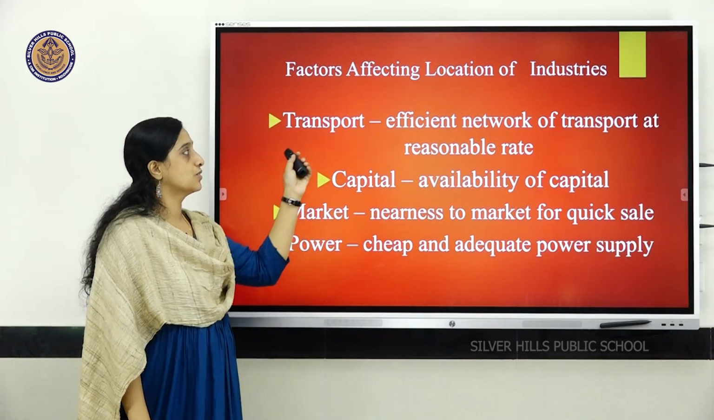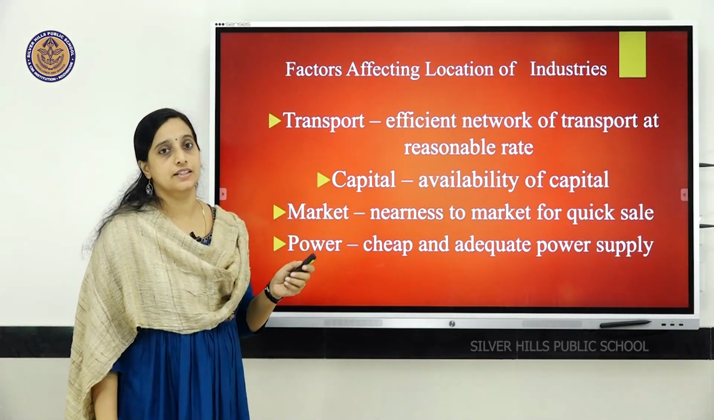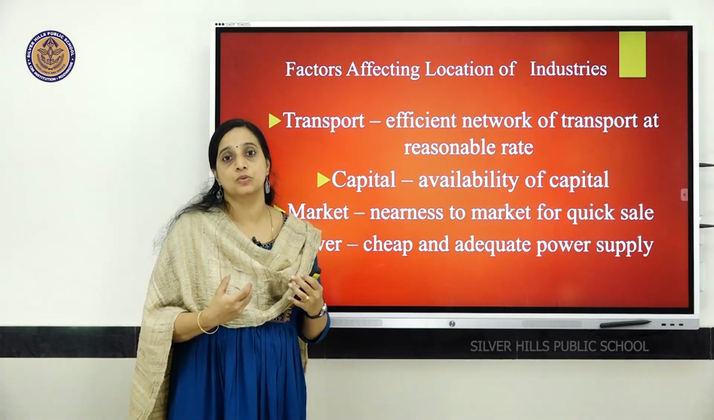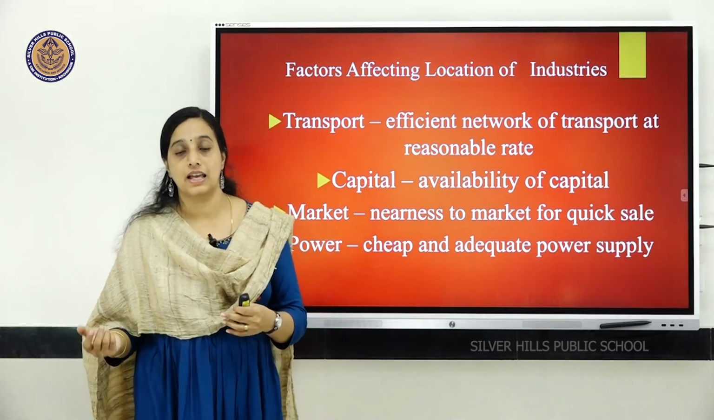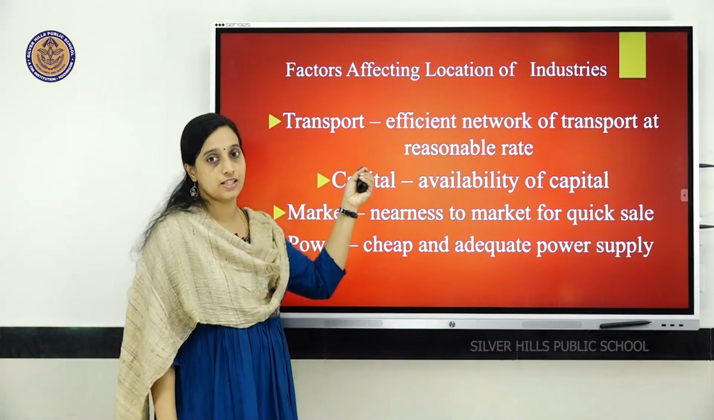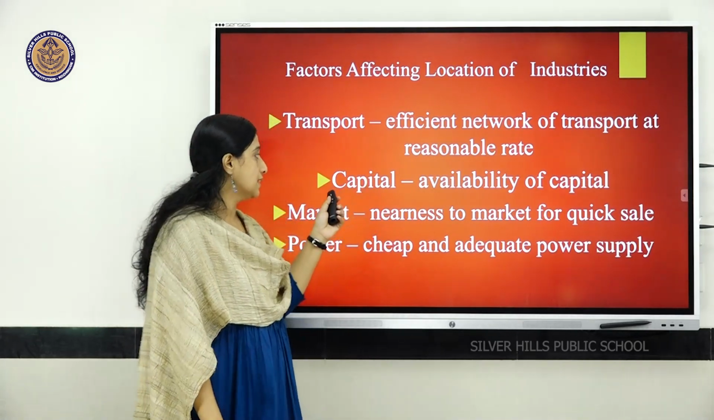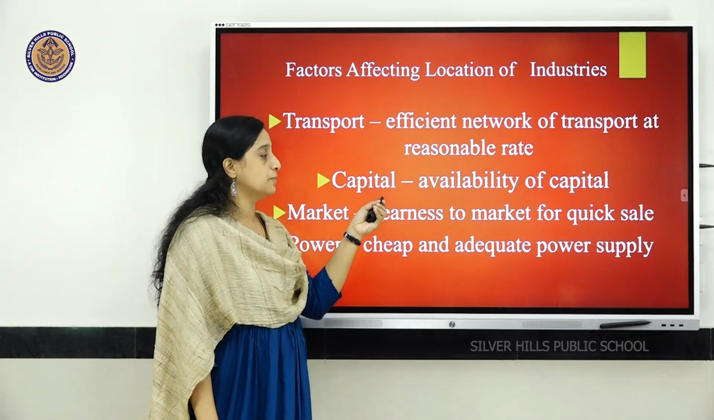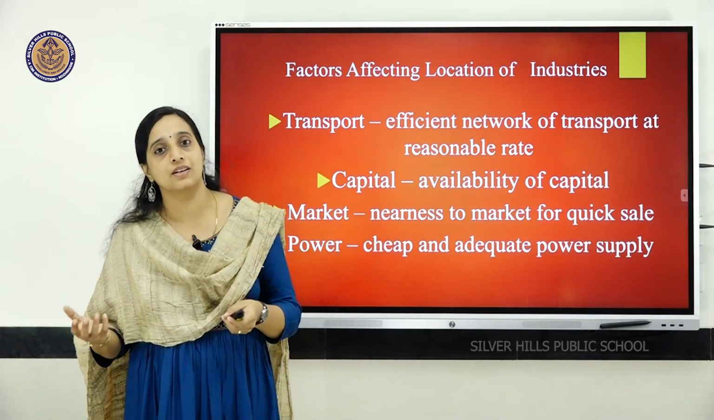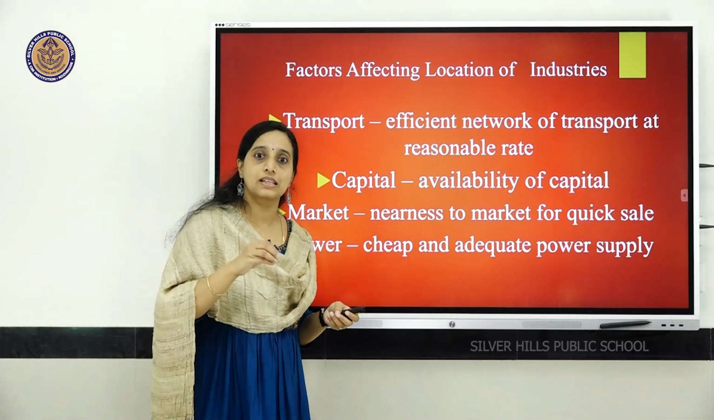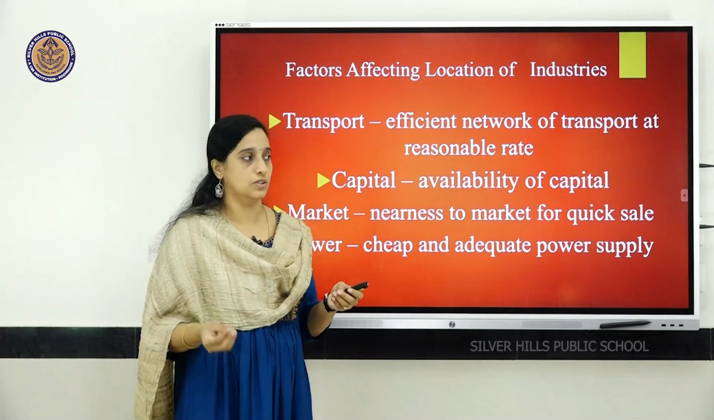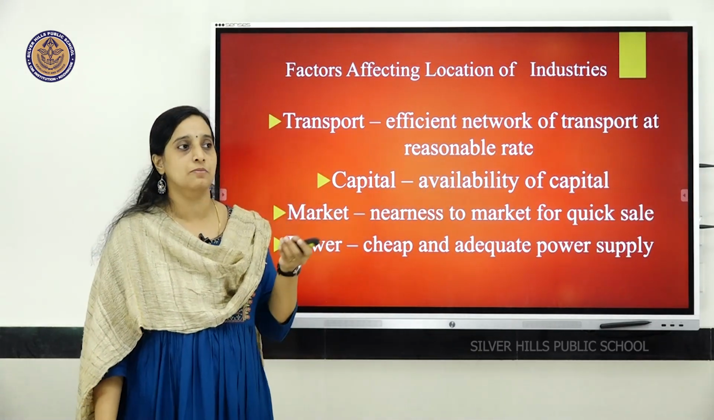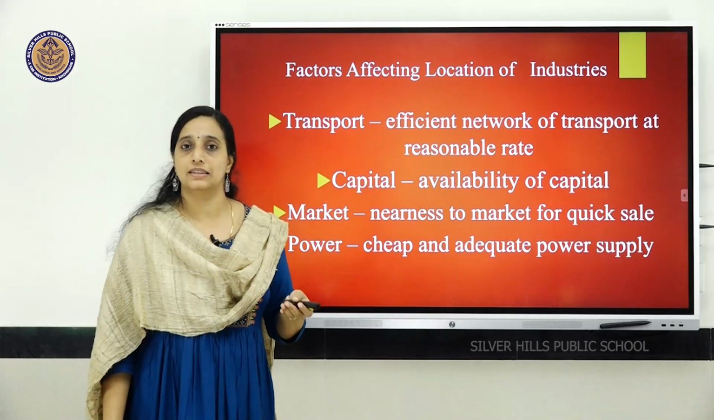Further, let us see transportation. For efficient networking of transportation, the finished goods have to be properly marketed, and for that we need efficient transport and communication. At the same time, capital is an essential part of industry. Capital means investment. Investment is required for any industry to work, and the availability of capital can be through personal investment or with the help of government and bankers.